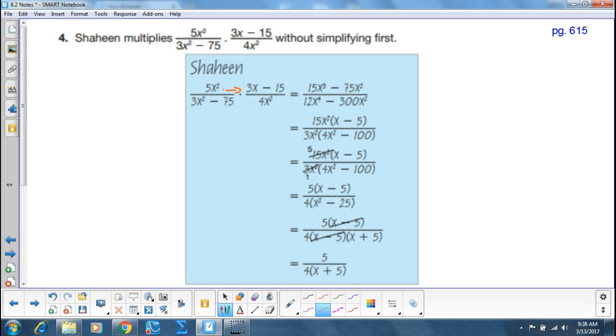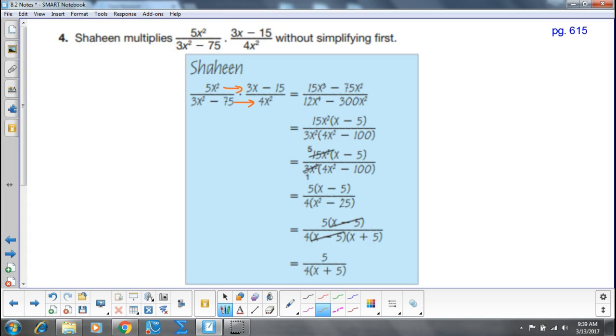Okay? Then Shaheen multiplied 3x squared minus 75 by 4x squared and got 12x to the fourth minus 300x squared. Okay? Then Shaheen went to town on simplifying. He noticed that he could take a 15x squared out of the top, leaving him with x minus 5. He noticed he could take 3x squared out of the bottom, leaving him with 4x squared minus 10.